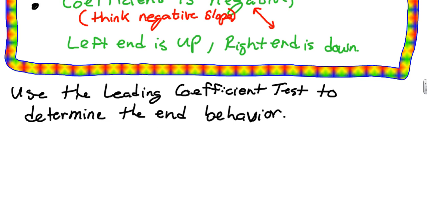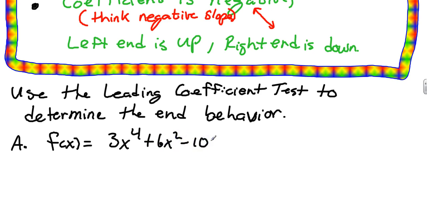Okay, so all that about the highest power term and the coefficients, that is the leading coefficient test. You figure out what the highest power term is, and the coefficient, positive or negative, tells you what it's going to do. So here we go. Let's say we're going to do 3x to the 4th plus 6x squared minus 10. And your answer, when you go through these, you only need one of two words, up or down. That's all they're going to ask for. What's this thing going to do?